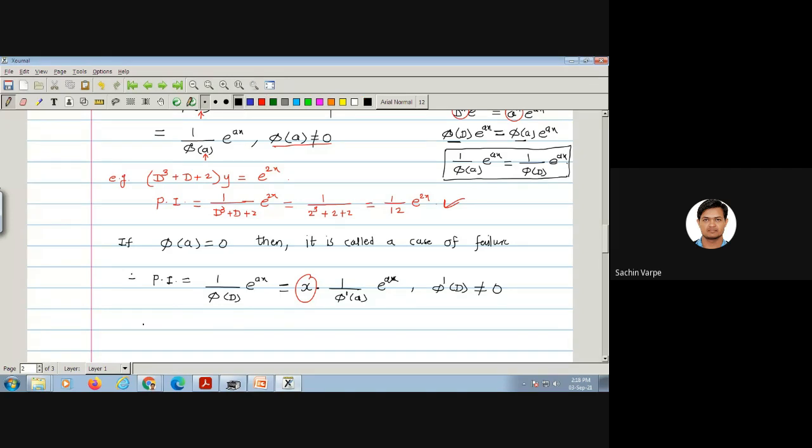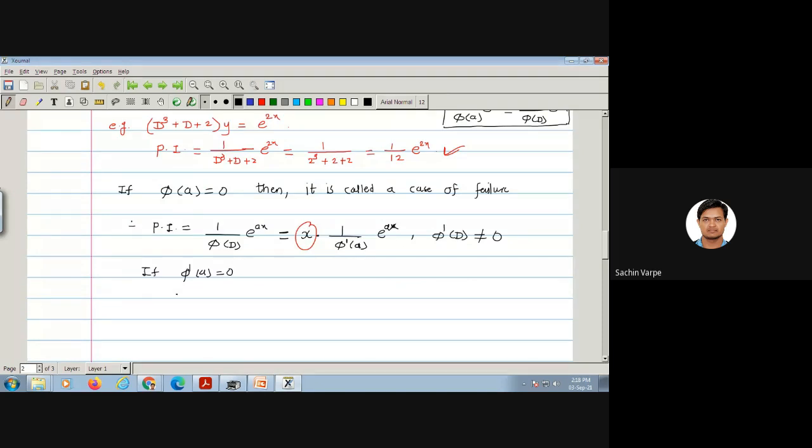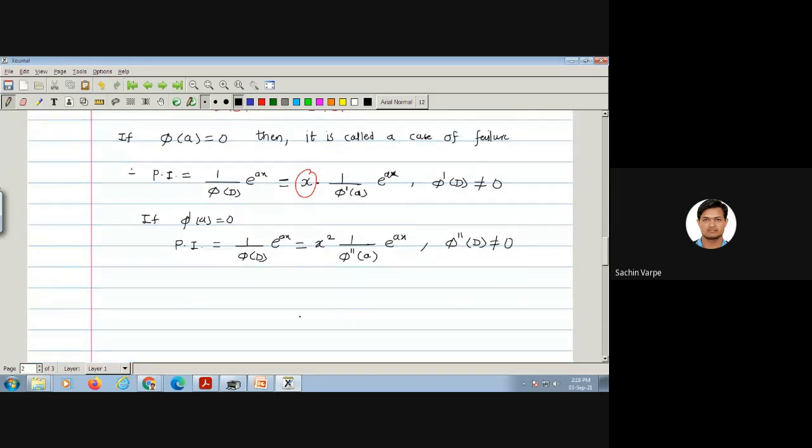So let me write once again. If phi dash at a is equal to 0, then what will the particular integral be? PI is equal to 1 upon phi of D e to the power ax, which will be equal to what? This is already x and one more x will be there, so that is x into x, that is x square, into 1 upon the derivative of phi dash, that is phi double dash of D, and into that replace D by a, so that is x square upon phi double dash at a, e to the power ax. Is this clear to everyone? And so on.